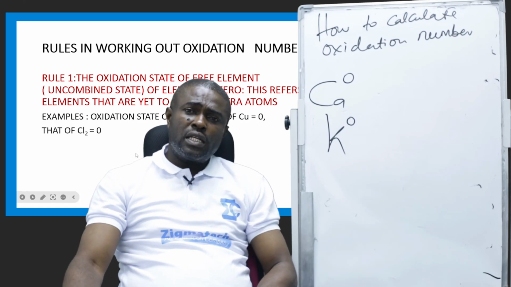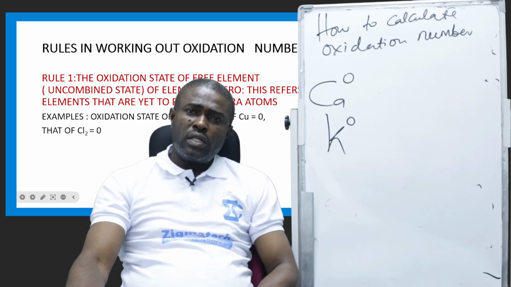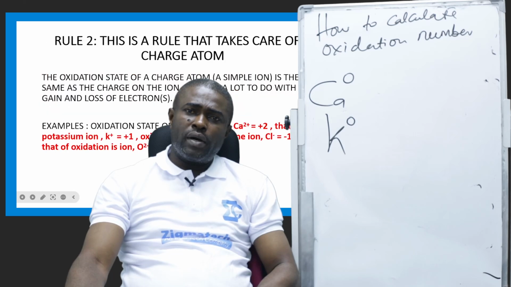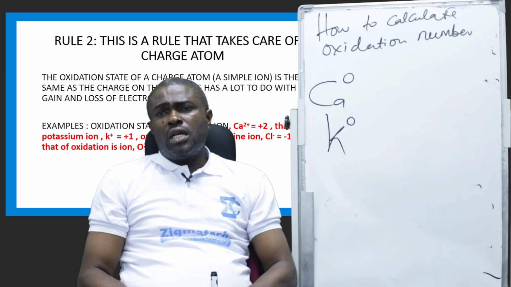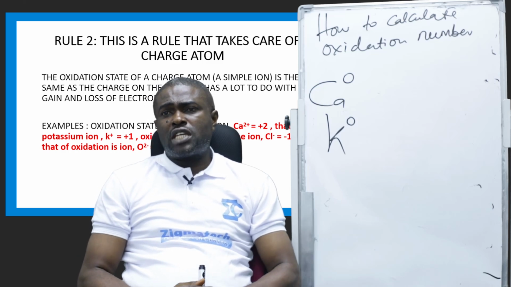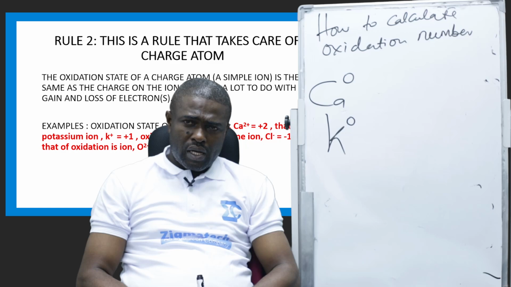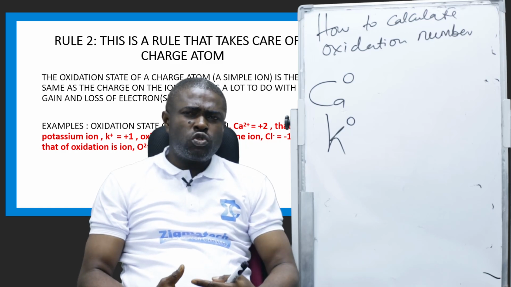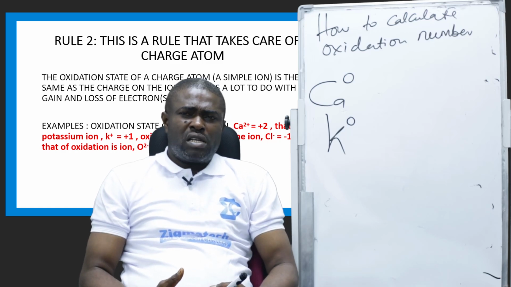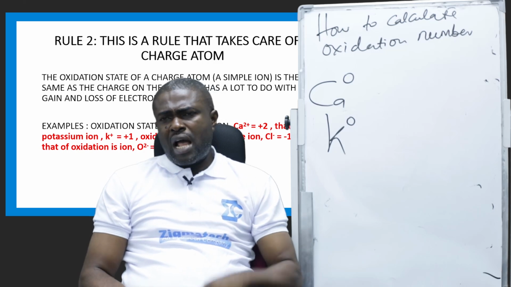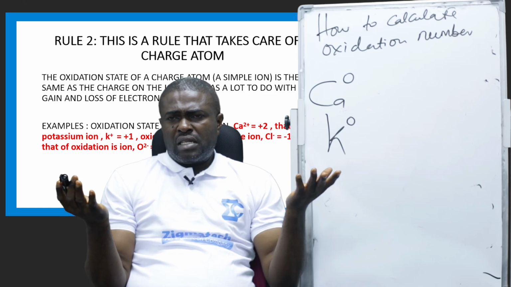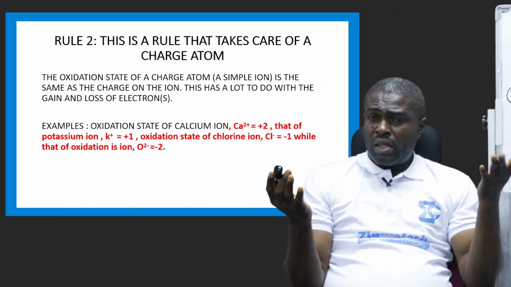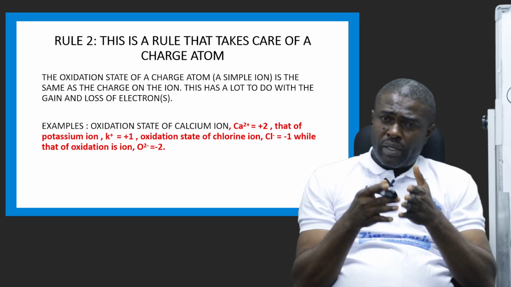Now let's look at the next rule. That is rule number 1. Let's look at rule number 2. Rule number 2 says, this is a rule that takes care of charged atom. Are you seeing it? We are coming from a neutral atom, atom that is still in an uncombined form, atom that has not reacted. That is rule number 1. We've just entered into rule number 2.